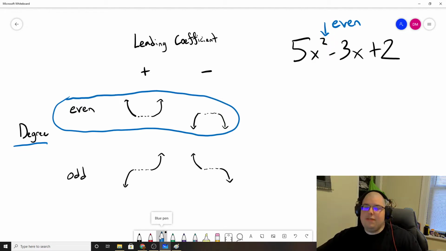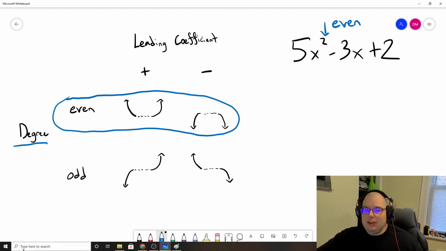For the end behavior of a polynomial, there's only 4 options. Either they're both up, they're both down, or one is up and the other is down, and then those get switched around. So in the case of an even degree, both ends point the same way.